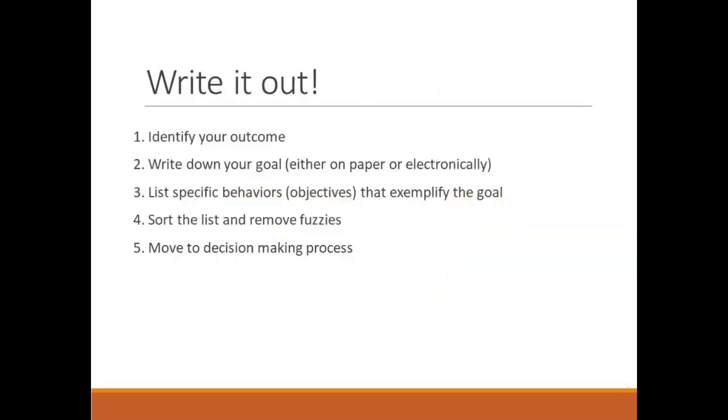It's important to know where you want to go first so that you can know where to begin. So look at what it is you want to change first, then write down a goal that aligns with the outcome. That's your starting point. Then list specific objectives or action steps that can lead you from the goal to the outcome. You want to remove any fuzzy objectives before moving to the decision-making process.